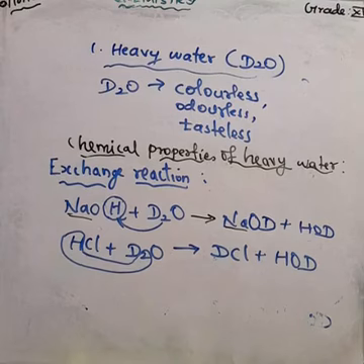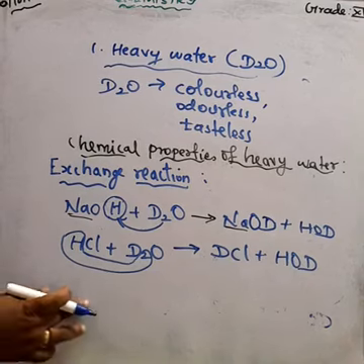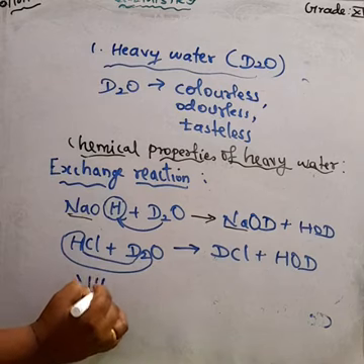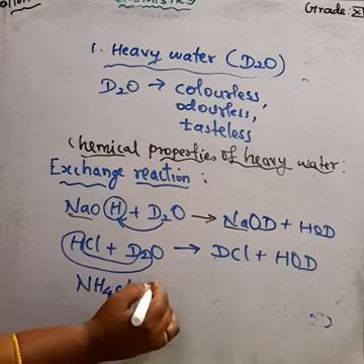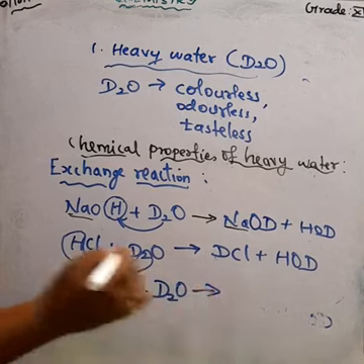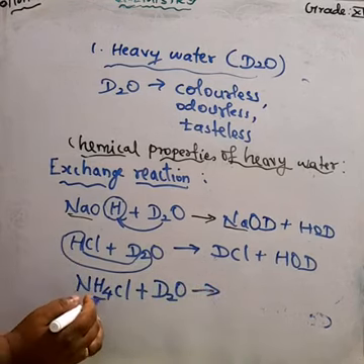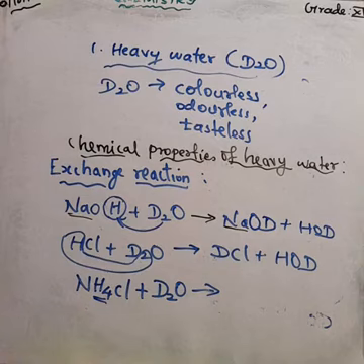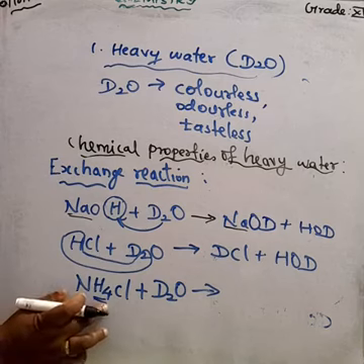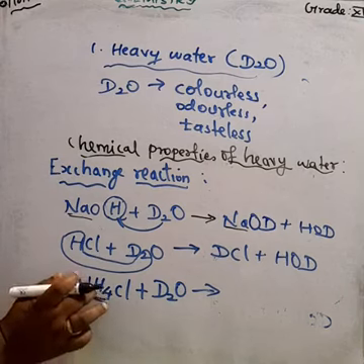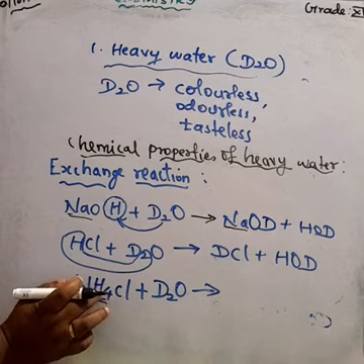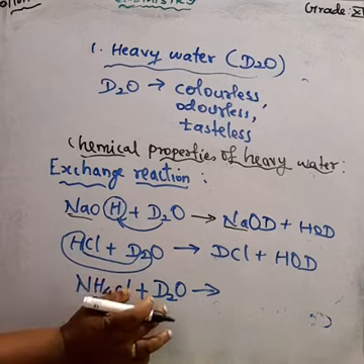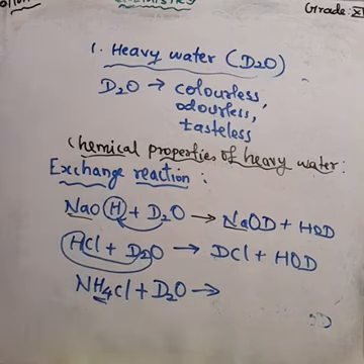Next, another example of a compound containing hydrogen is ammonium chloride. When ammonium chloride is treated with deuterium oxide, heavy water, the hydrogen present in the ammonium is exchanged. What is the formula of ammonium chloride? NH4Cl. How many hydrogen atoms are here? Totally 4 hydrogen atoms. The 4 hydrogen atoms are replaced by the deuterium.